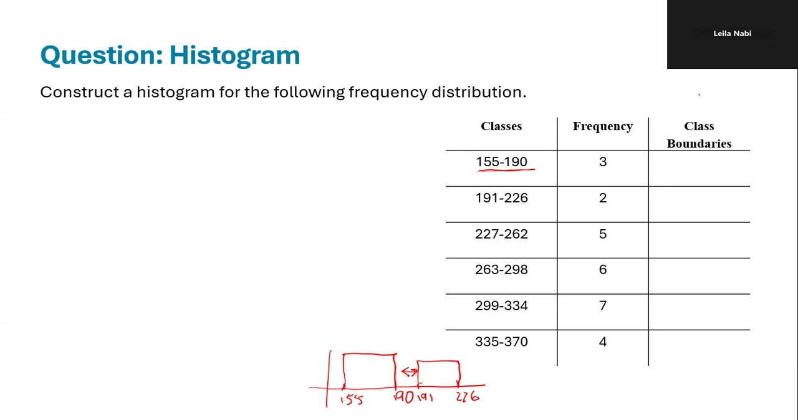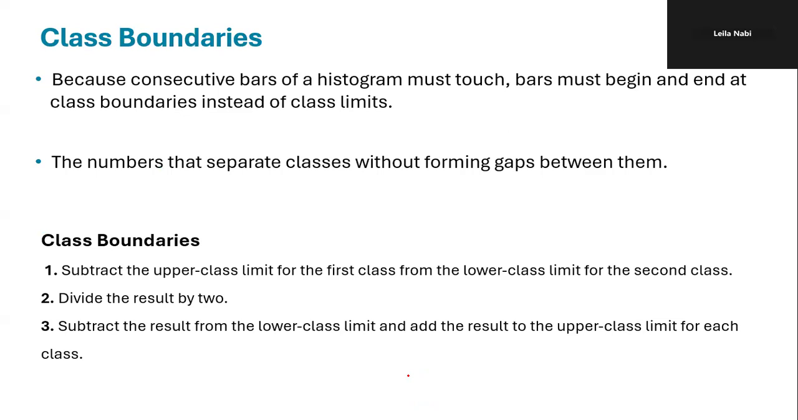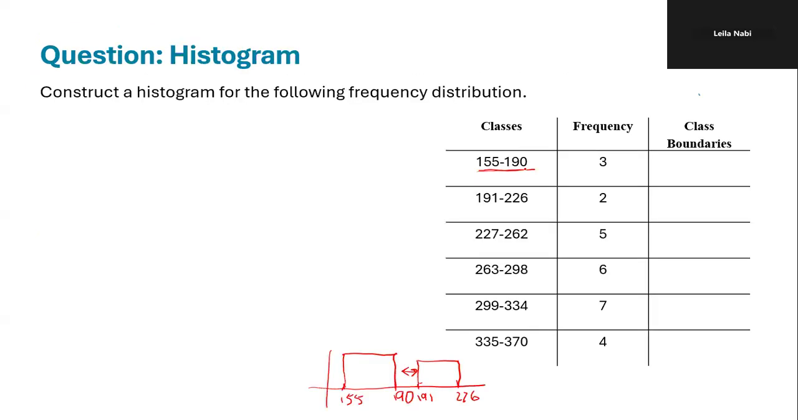So what can I do now? I can use the class boundaries. What is the class boundary? Class boundaries are the numbers that we use to fill the gaps between the bars. Okay, so how do we find the class boundaries? To find the class boundaries, we need to find the gap first. If you look at this example, the gap between 190 and 191 is just 1.